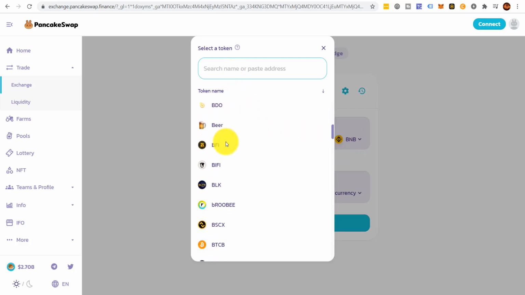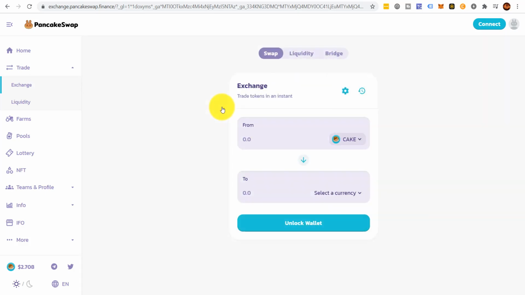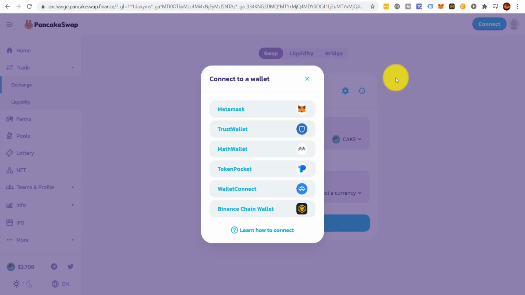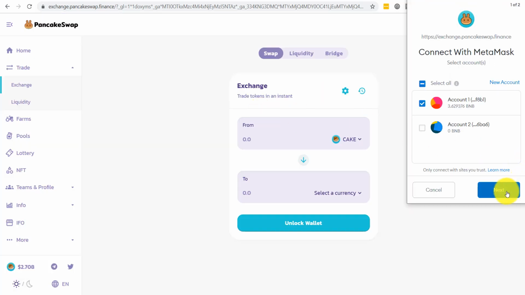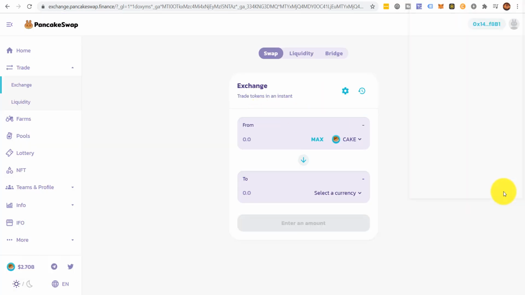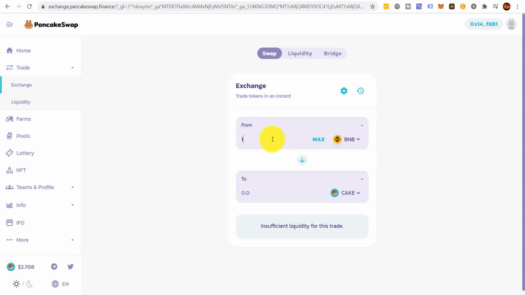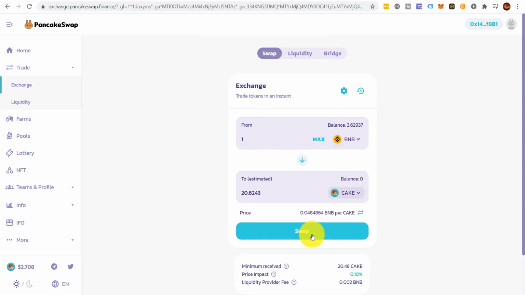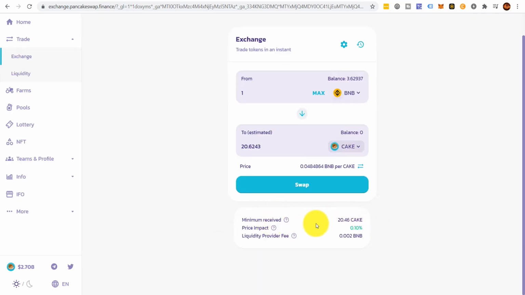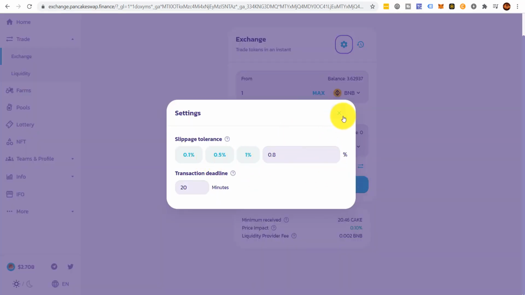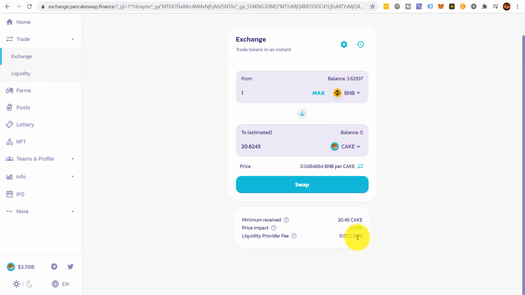By the way, these are all the tokens already here. There's a lot of tokens here. For some reason it wasn't connecting. All right, well, 1 BNB. All right, took a minute for everything to fill in. This works just like Uniswap. Minimum received. There's a little bit of slippage here. Price impact 0.1%. I can change that right here if I wanted to. Again, very similar to Uniswap. We're good with that. Liquidity provider fee. This is the fee, 0.002, that goes to the liquidity pool.